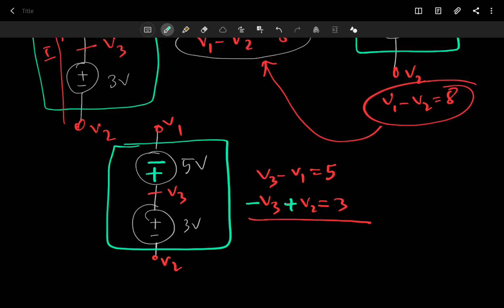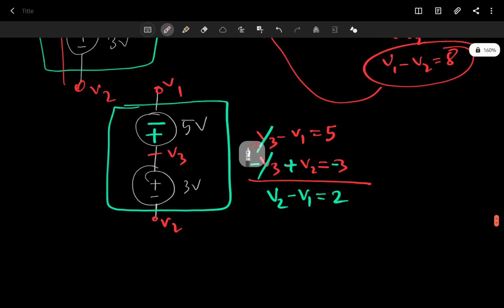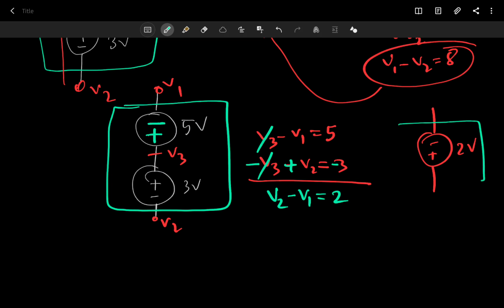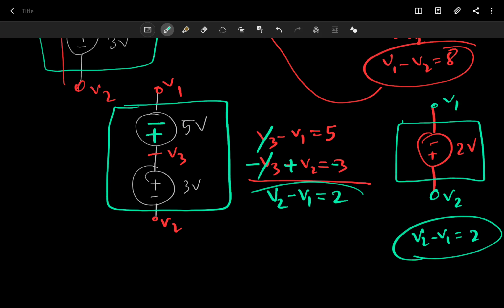So this becomes plus and this becomes minus. And now if we add them up, we cancel out the V3s, and we have V2 minus V1 equals 5 plus minus 3, which is 2. So this will actually be equivalent to just a 2 volt voltage source like this, right? And this will be V1 and V2, because here you will have the exact same equation, V2 minus V1 equals 2. So we have the same equation, that's why these two circuits are equivalent.